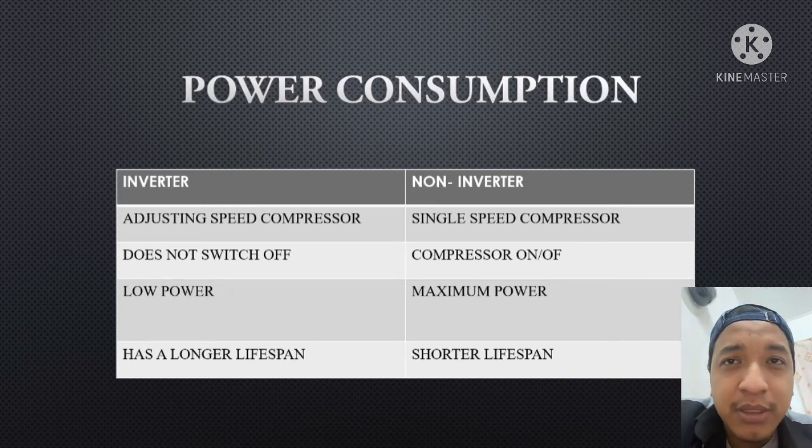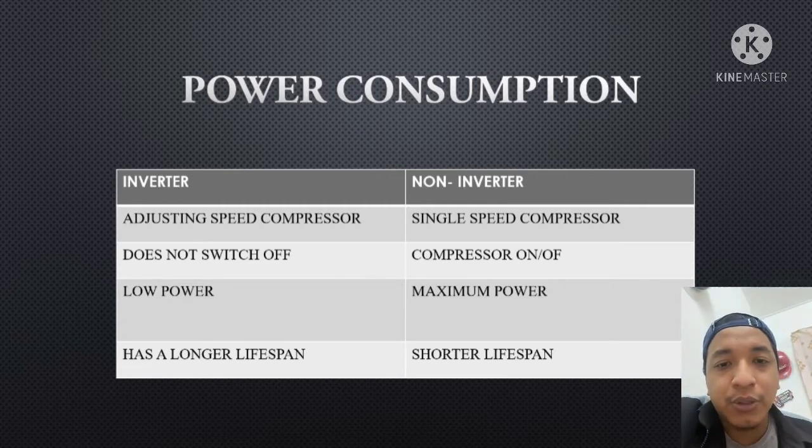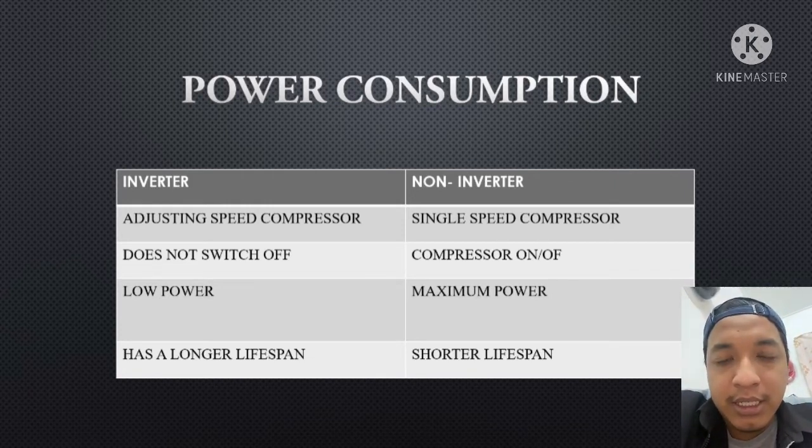The non-inverter compressor consumes the most power when it comes back on after a break. As a result, it is different from inverter system. So lastly, inverter system has the longest lifespan compared to non-inverter. So in conclusion, we can say the inverter has the lowest power consumption compared to the non-inverter system.